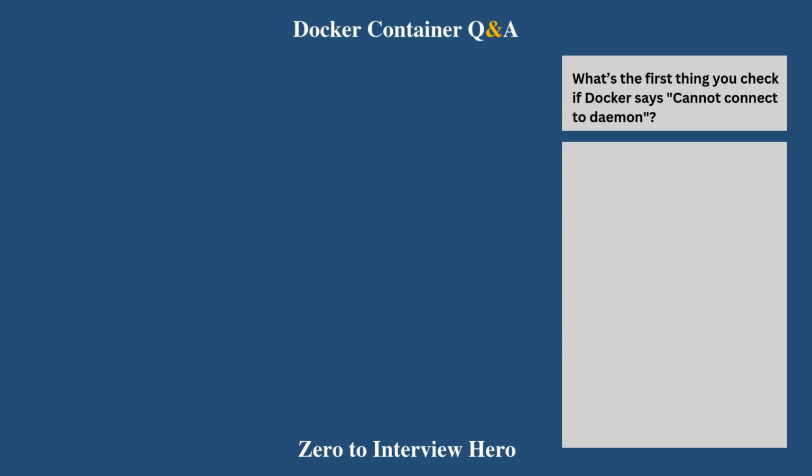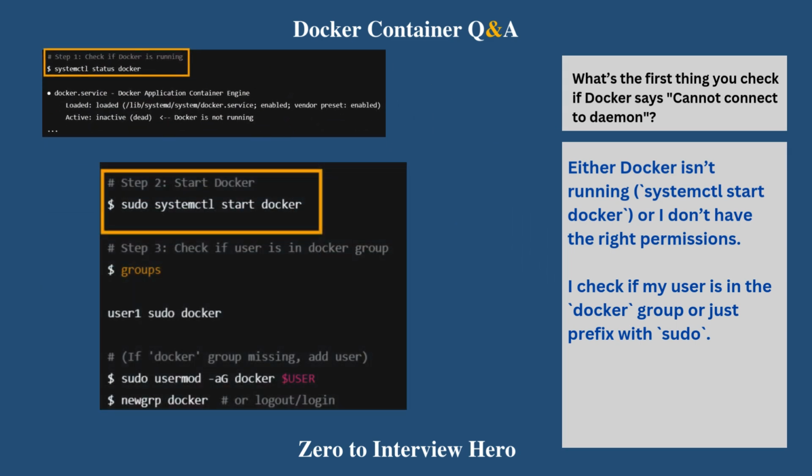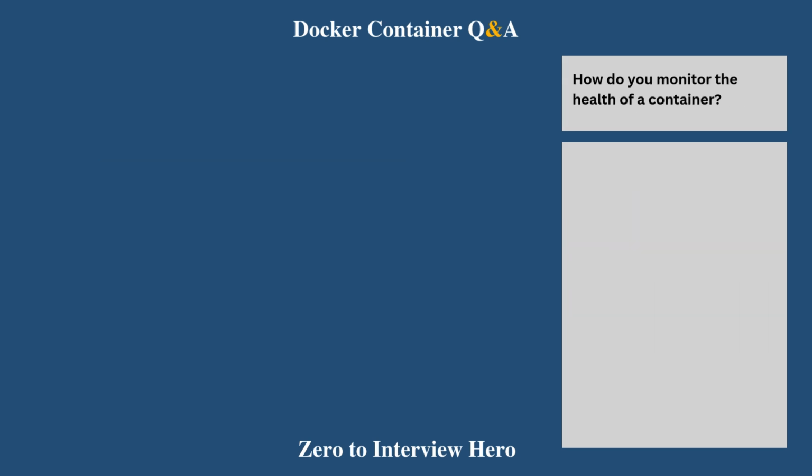Moving on with our next question. What's the first thing you would check if Docker says cannot connect to daemon? Here's how you can answer. Either Docker isn't running, so I would run systemctl start docker, or I don't have the right permissions. So I would check if my user is in the docker group or just prefix with sudo.